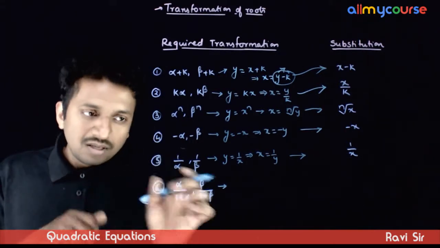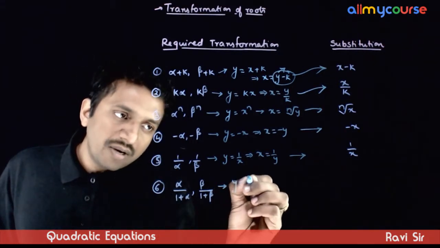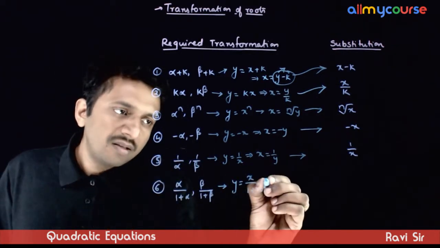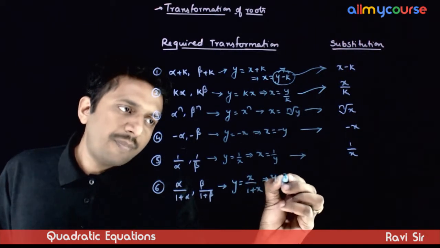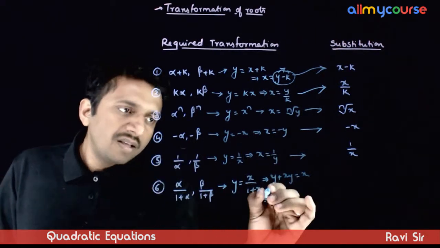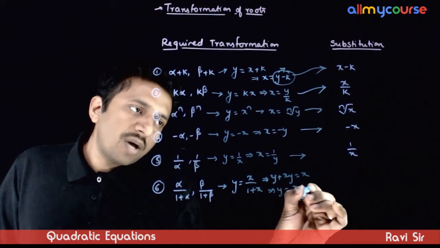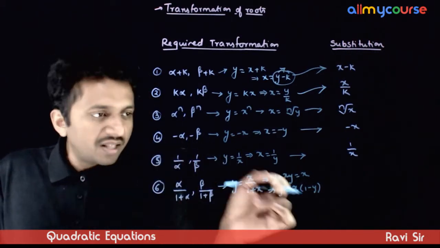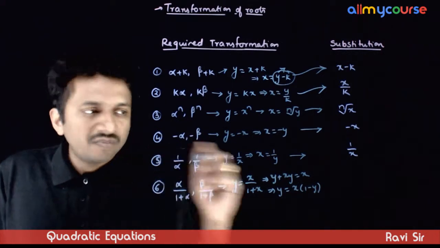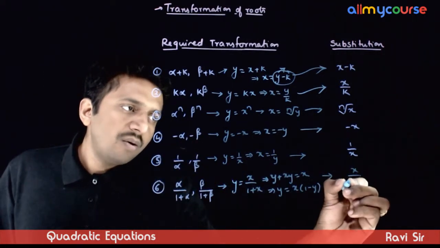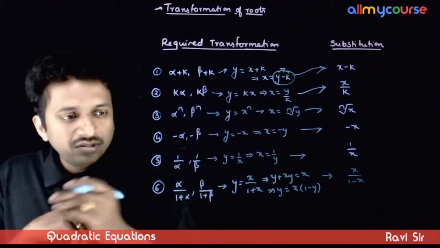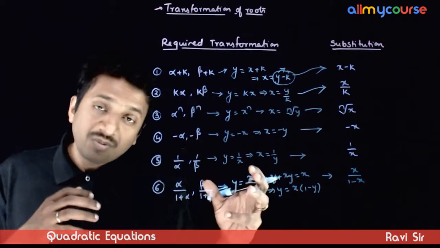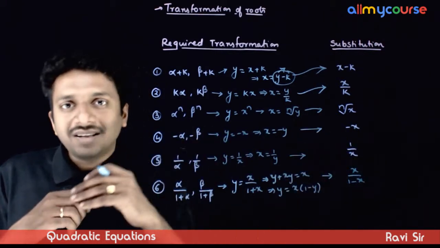So to solve this, you just need to assume y is equal to x by 1 plus x and try to find what x is. This implies y plus xy is equal to x. This implies y is equal to x times 1 minus y. So x is equal to y by 1 minus y. So the required transformation is x by 1 minus x. So if you want the roots to be alpha by 1 plus alpha and beta by 1 plus beta, the transformation that you need to do is x by 1 minus x in the place of x.